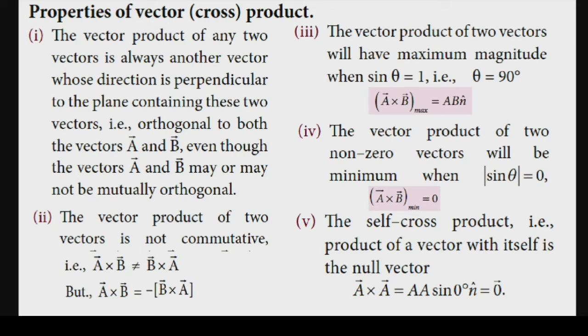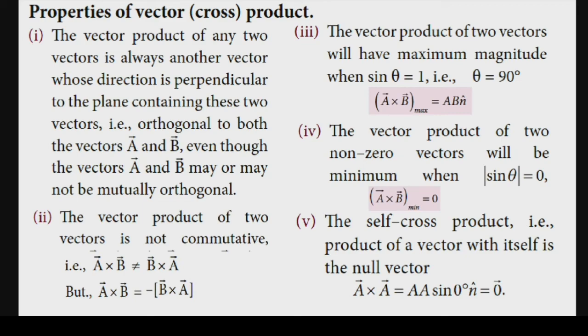Properties of vector cross product. The vector product of any two vectors is always another vector whose direction is perpendicular to the plane containing these two vectors. That is, it is orthogonal to both the vectors A and B, even though the vectors A and B may or may not be mutually orthogonal. Right, they may be orthogonal, or they may not be.